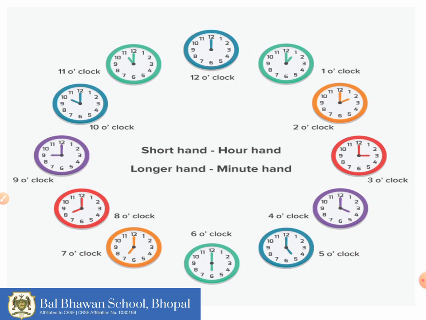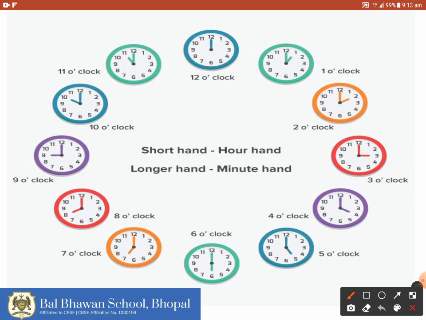For example, you can see that the day starts at 12 o'clock. Both the hands of the clock are overlapping each other. It means both the hands of the clock are at 12. At 1 o'clock, the hour hand is at 1 and the minute hand is at 12. At 2 o'clock, the hour hand is at 2 and the minute hand is at 12. Similarly, we can read time using this analog clock.